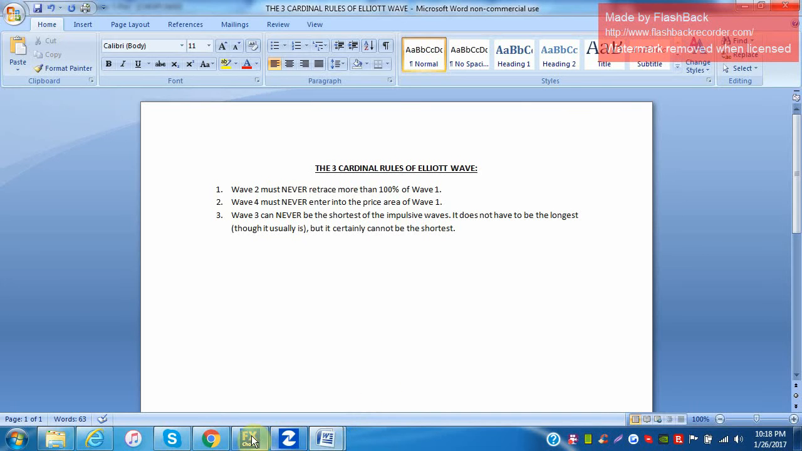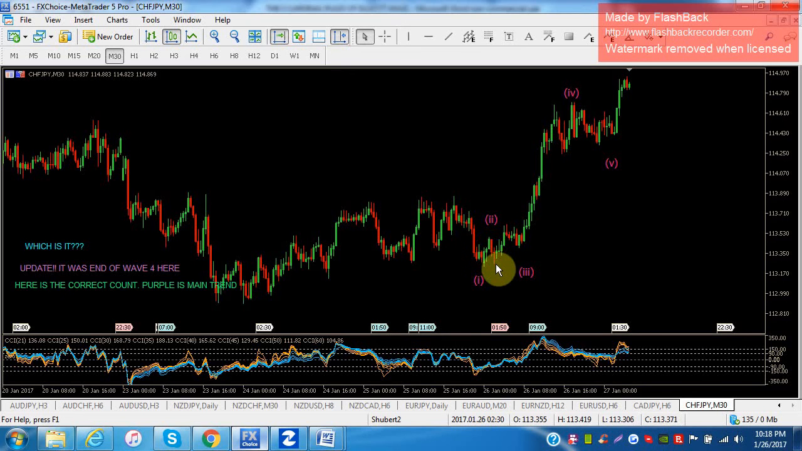So rule number 1, wave 2 must never retrace more than 100% of wave 1. So here's 1, 2, that's how I'm counting this. So here's the 1 up and the 2. Now if you go to a lower time frame, you'll probably see a trend in here and a correction down. But this move down cannot retrace more than 100% of this move, which it did not. So you didn't violate that rule.